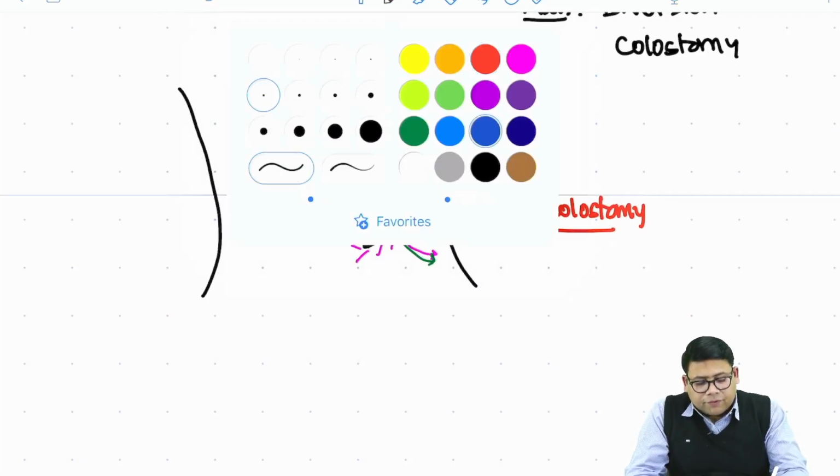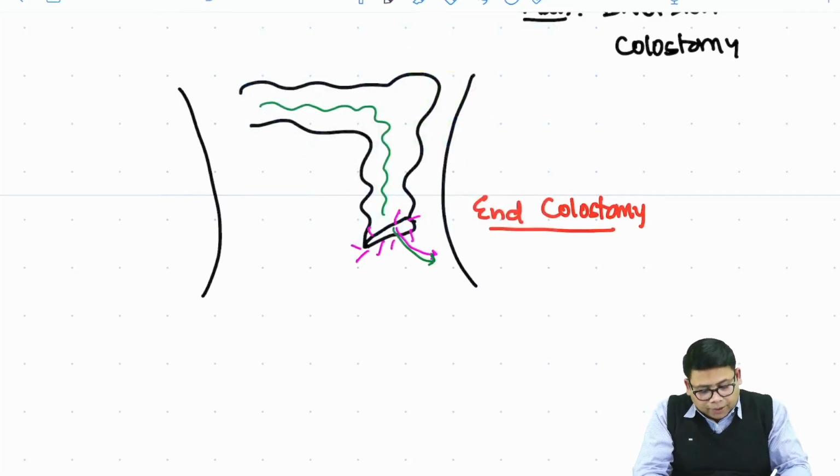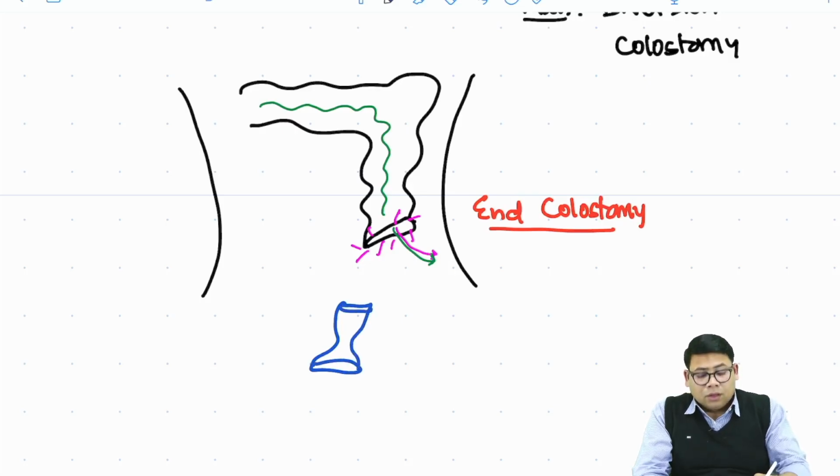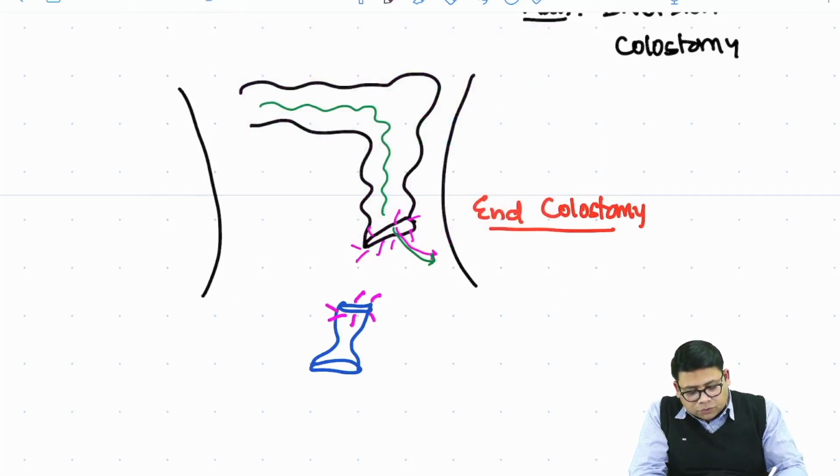The next thing that we need to understand is how to manage the rectal stump. This is the rectum, this is the rectal stump. So, there are two possibilities. Either you mature a stoma out of this also. So, end colostomy with a mucus fistula.